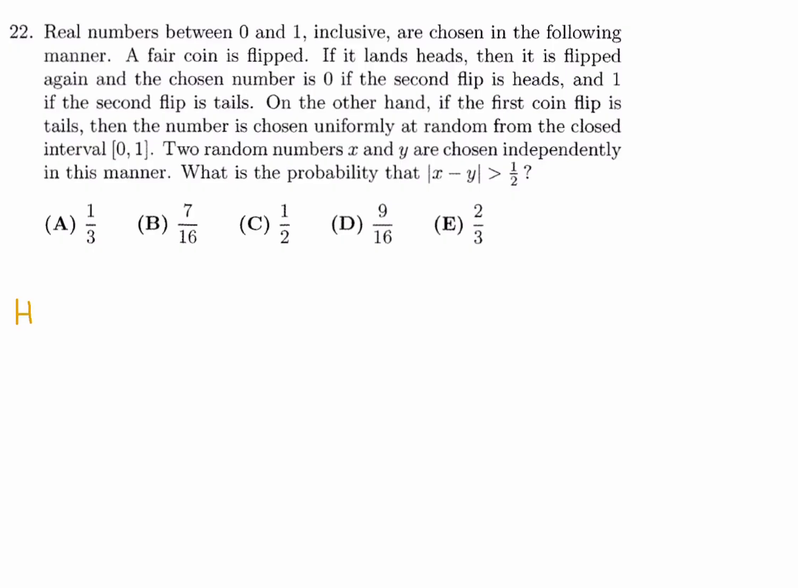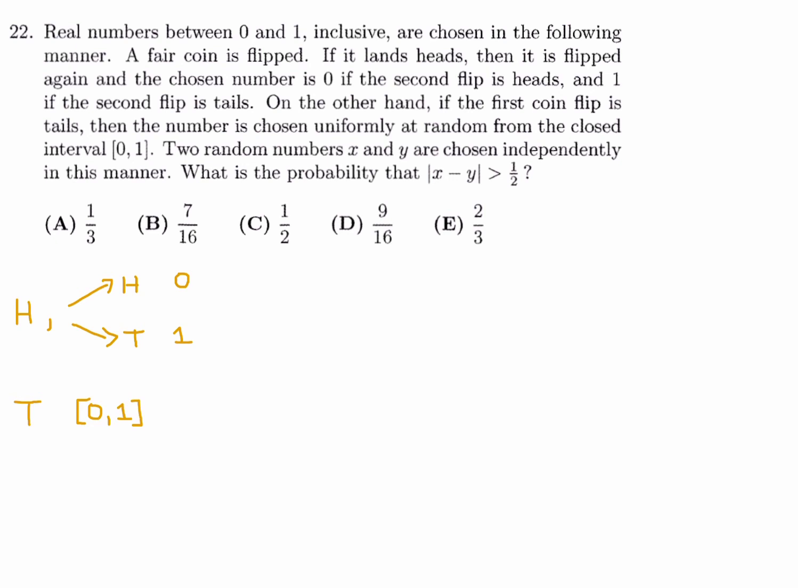If there's a heads, we have to flip again. And when we flip a second time, if it's heads, we get a 0. If it's tails, we get a 1. The other scenario is if you flip the first time, you get a tail. And in that case, you're going to choose some number at random from 0 and 1 inclusive.